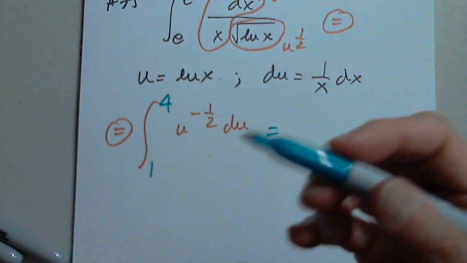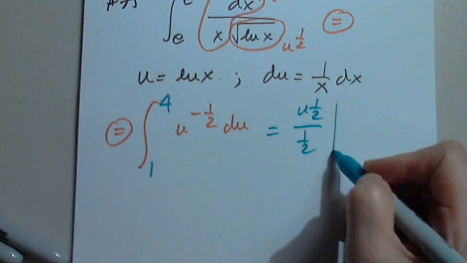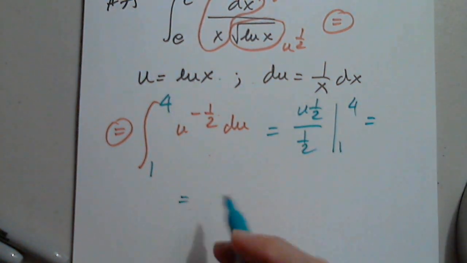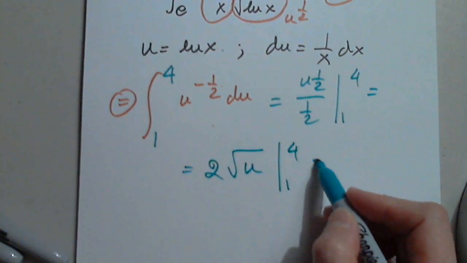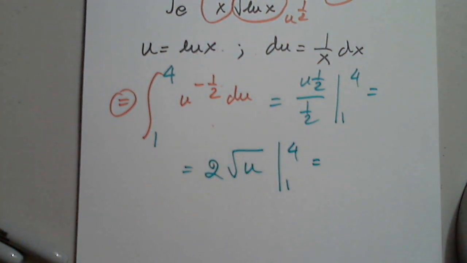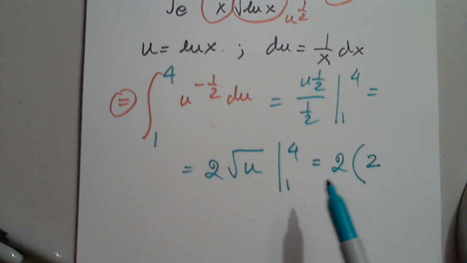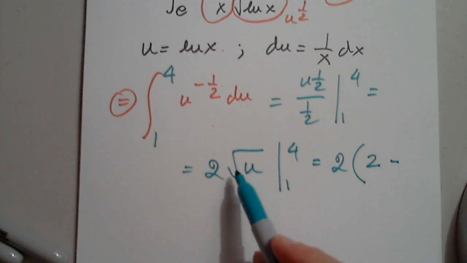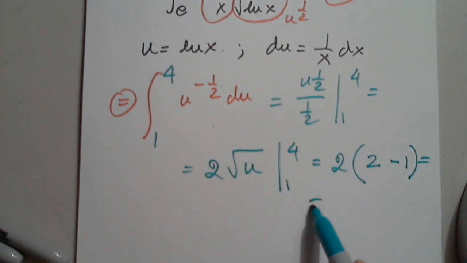So this is u to negative 1/2 plus 1, which is u to 1/2 over 1/2 from 1 to 4. Or 2 the square root of u from 1 to 4. Leave the 2 outside, plug in 4, get 2. Minus when we plug in 1. 2 minus 1 is 1, so the answer is 2.